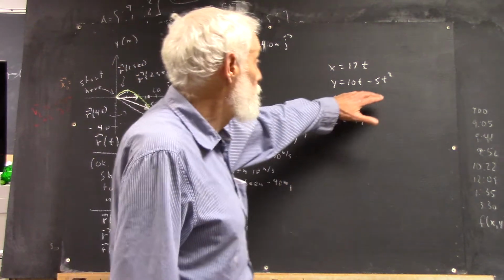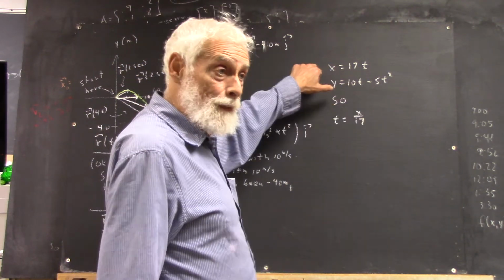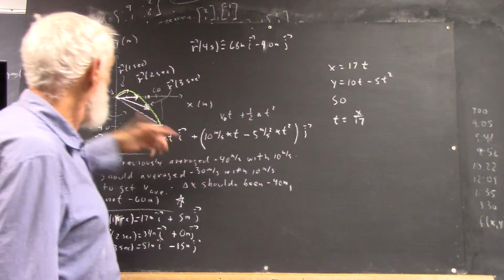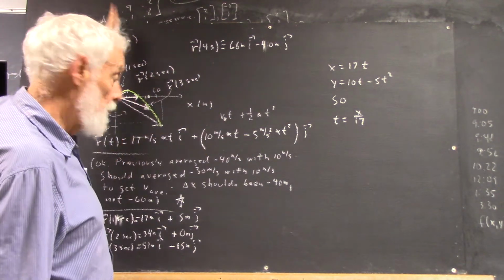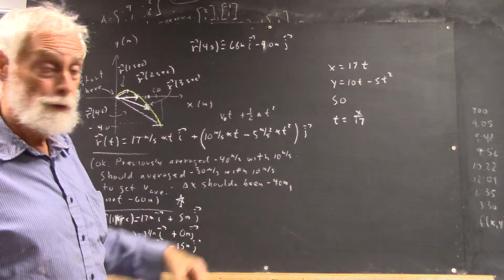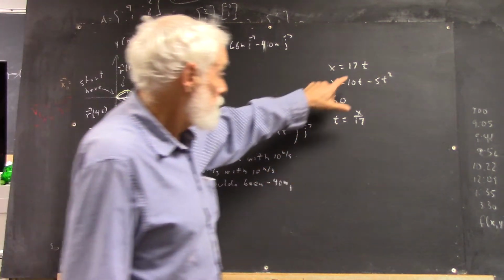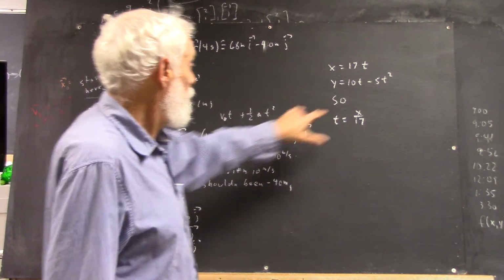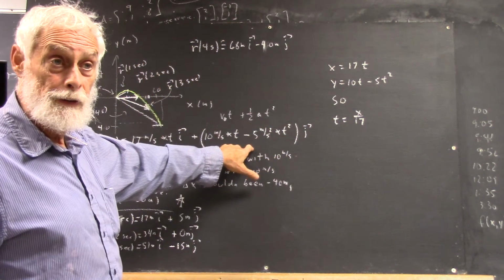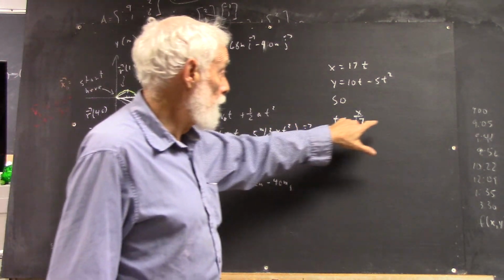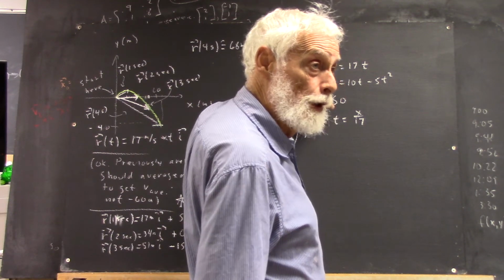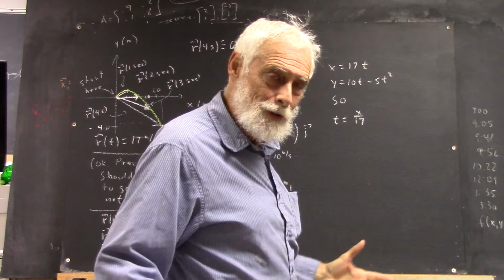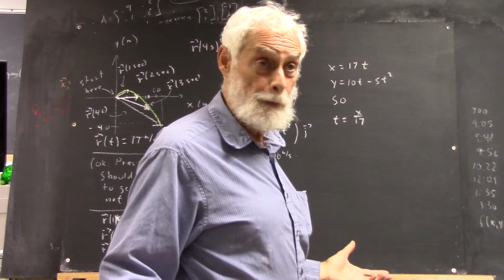Now, first of all, do we understand this? x is the i component, which is measured in the x direction. y is the j component, which is in the y direction. So x equals this, and y equals this. We eliminate t from the two equations, and we get an equation in x and y, which is going to be the equation of a parabola, right?